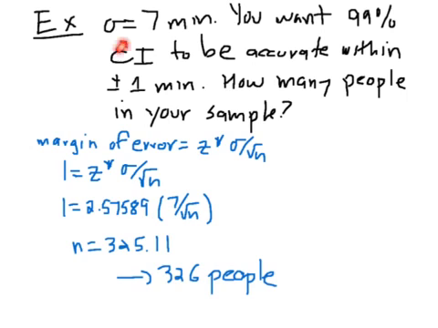So let's say we know sigma is 7. This relates to the commute example we just did. You want a 99% confidence interval to be accurate within plus or minus 1. So what they're saying is you want your margin of error to be 1. How many people must be in your sample? So again, the margin of error is z star sigma over root n. When they say you want to be accurate within plus or minus 1, they're saying you want your margin of error to be 1.